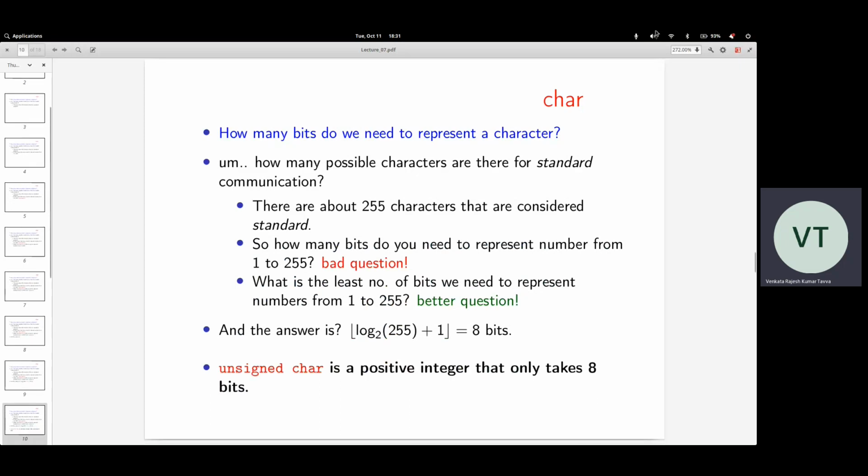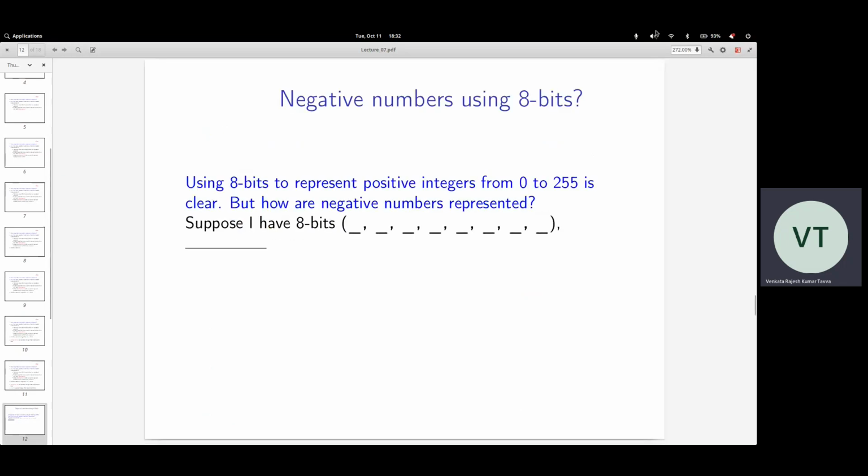Fine. Unsigned char is a positive integer that only takes 8 bits. We just discussed it. Unsigned char is only positive integer and its size is 8 bits. Basically, it's an integer data type with size 1 byte. Char is a signed integer that only takes 8 bits. Any data type, if there is no prefix, signed or unsigned, the default thing is signed. Okay? If you want it to be unsigned, you have to explicitly mention unsigned.